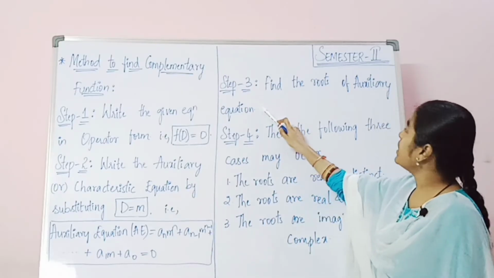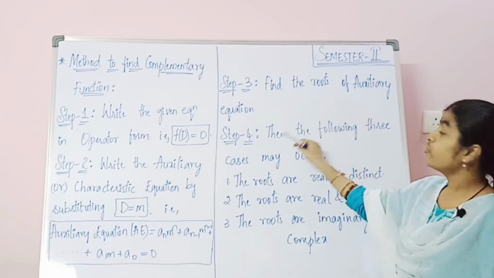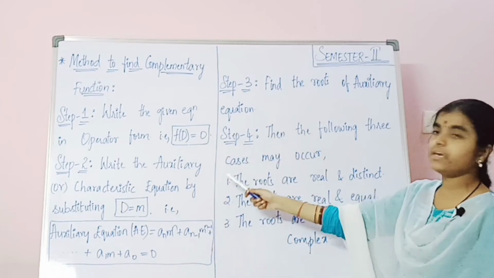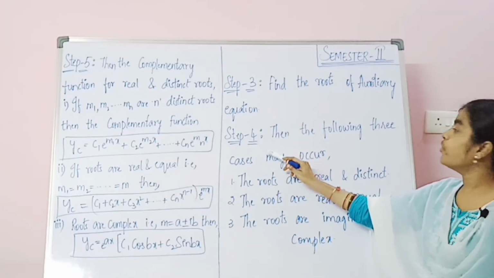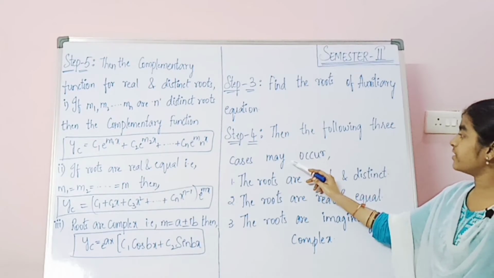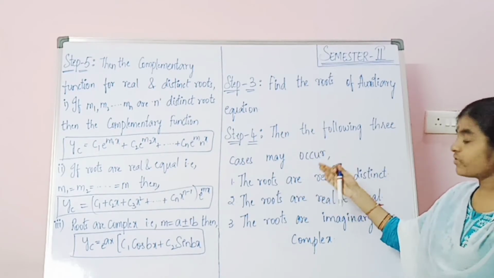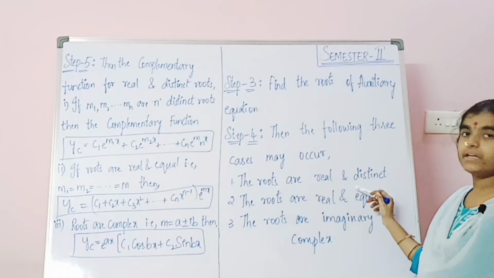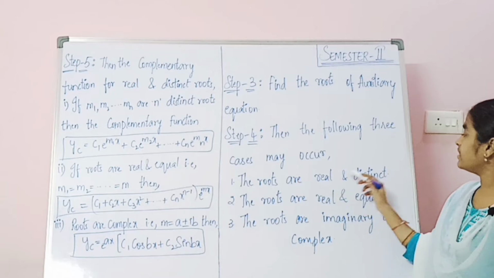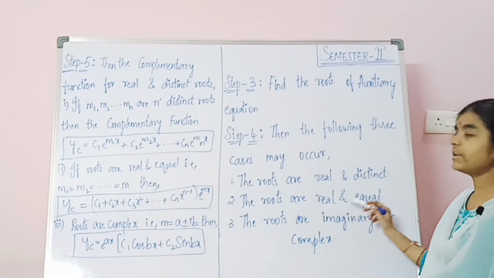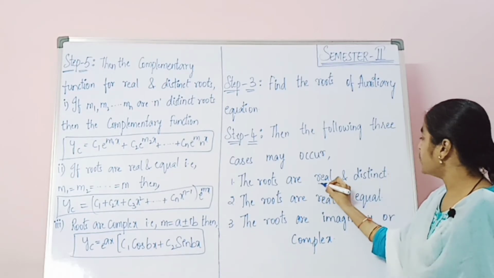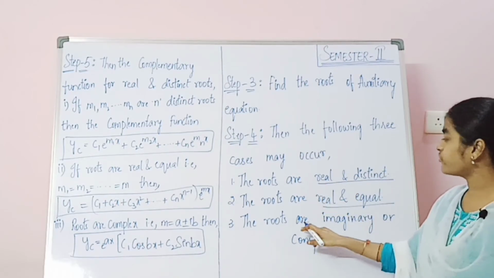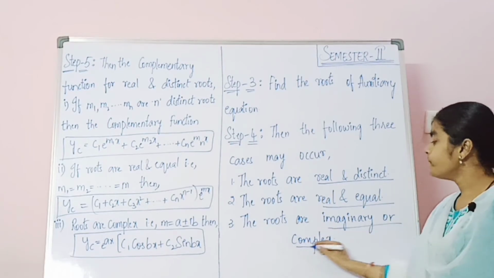Now in step 3, we have to find the roots of this auxiliary equation. In step 4, the following 3 cases may occur. What are those 3 cases? First, the roots are real and distinct. Next, roots are real and equal. Next, roots are imaginary or complex.